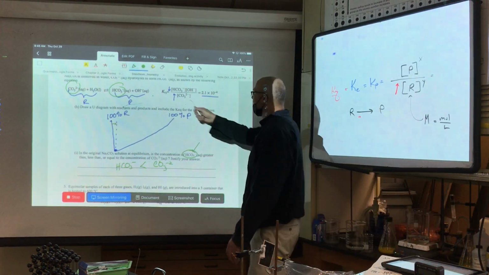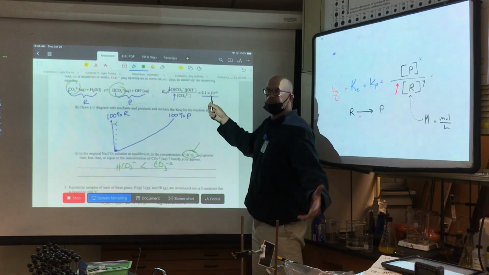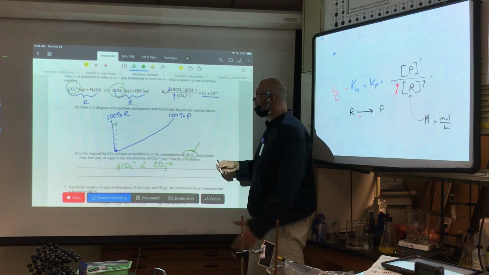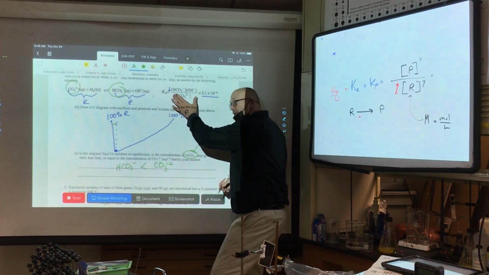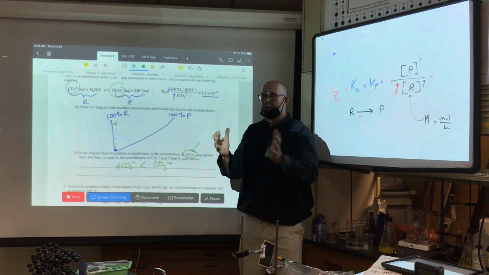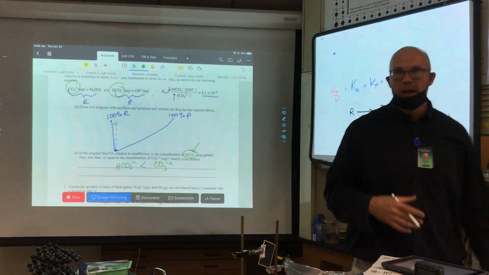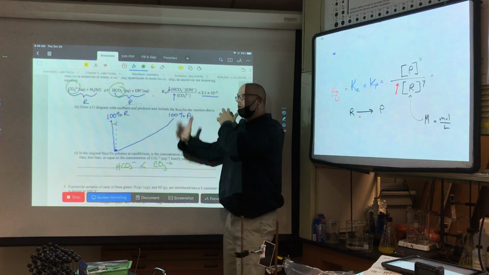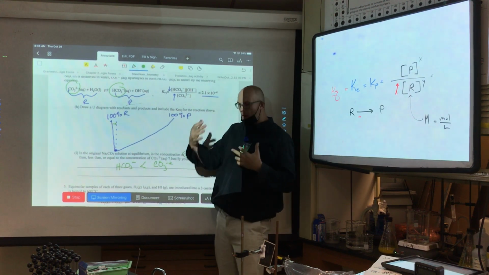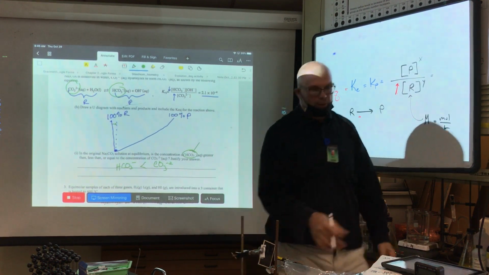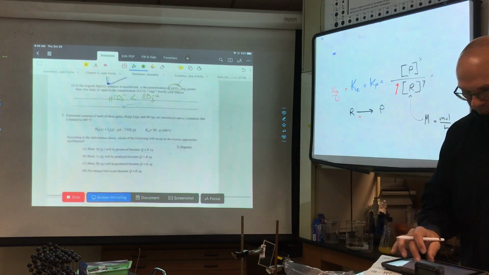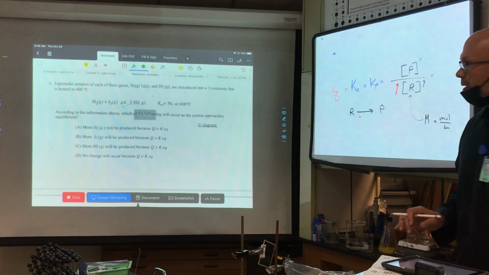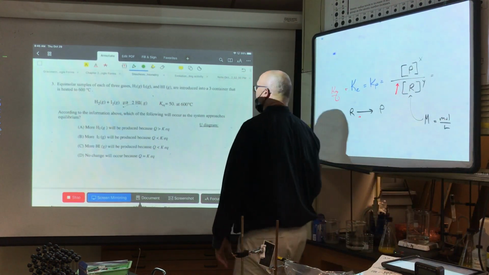Justify your answer. K is small. Small K means you're favoring the denominator. The denominator is the reactants. That's it, guys. I'm not asking you for more than that, just understand what that means. We will derive this from thermodynamics, and I'll bring it back. Okay, here we go. Equimolar samples of 3 gases.